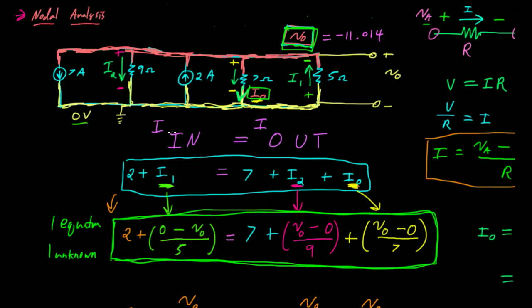Hello and welcome back to this series of videos on nodal analysis. In the last few videos we have been doing nodal analysis on this particular circuit, and in the last video we got the answers that we were looking for. We got that our voltage output, our V out, was equal to minus 11.014 volts. That was the answer we came up with.